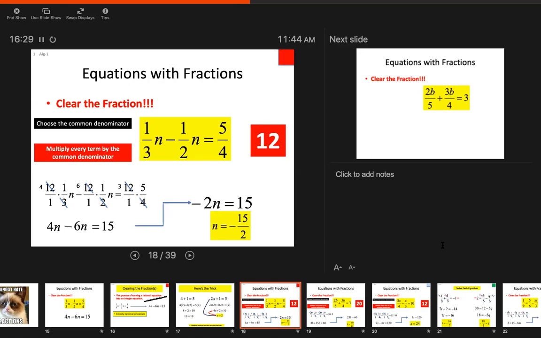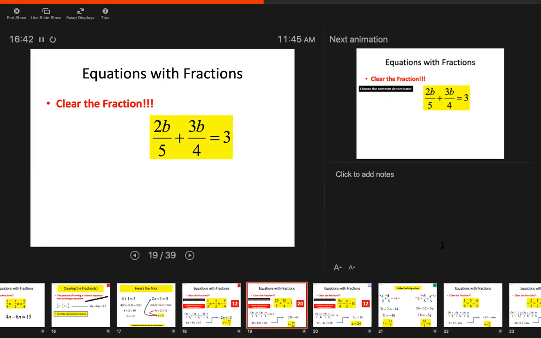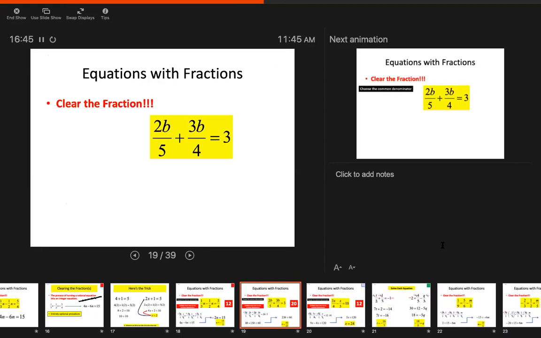This is why I don't know of anyone that says, yeah, I'm going to get common denominators. It's more work, and you wind up with uglier numbers. These are nice, friendly numbers. This is called clearing the fraction. Clearing the fraction. Let me show you how that works.